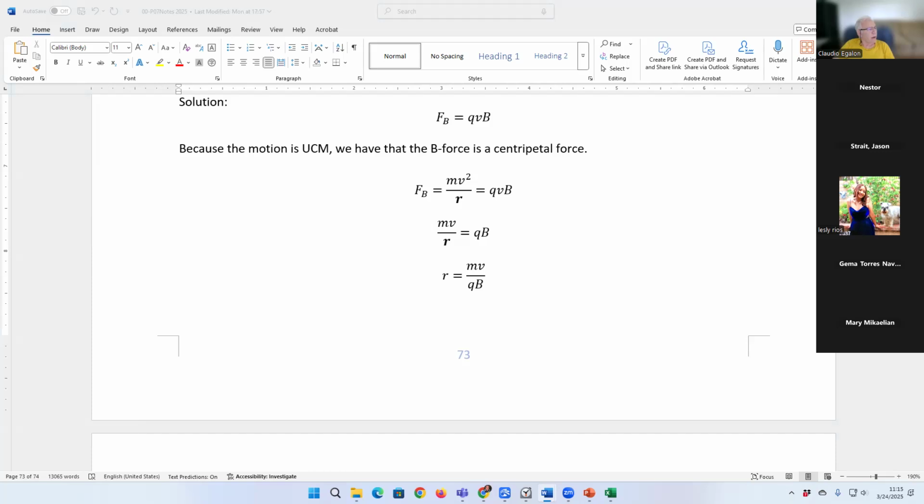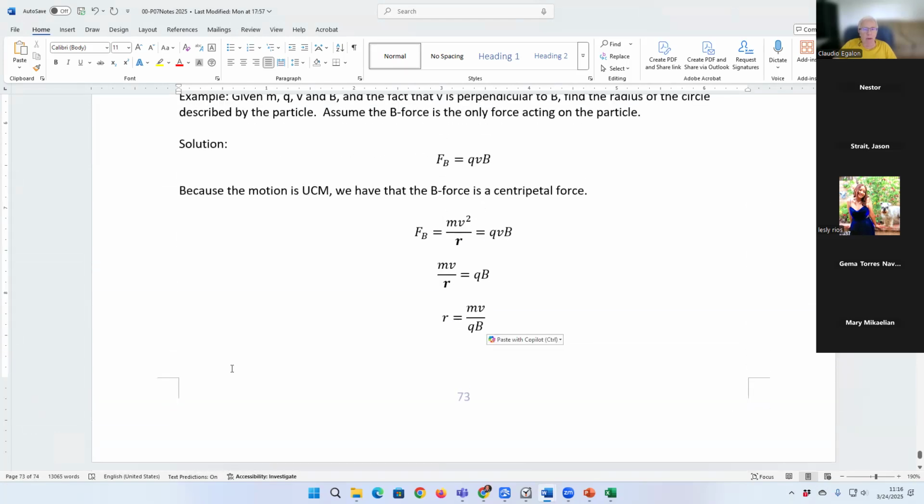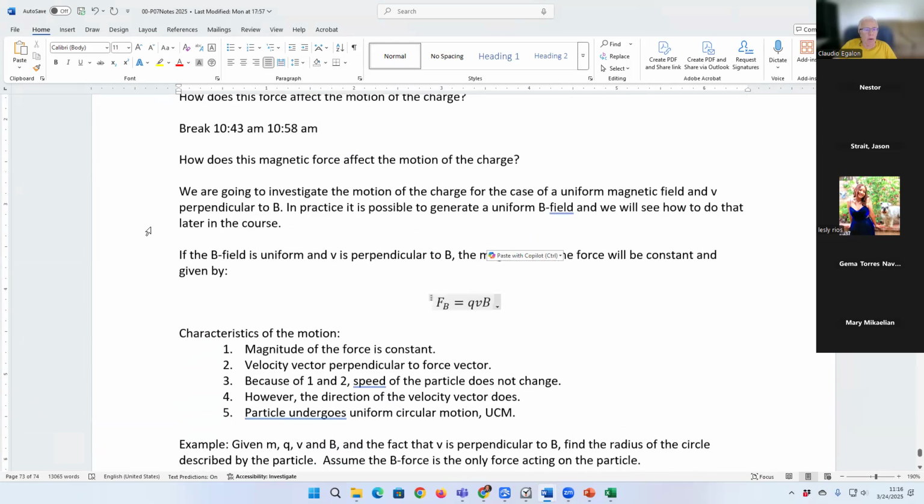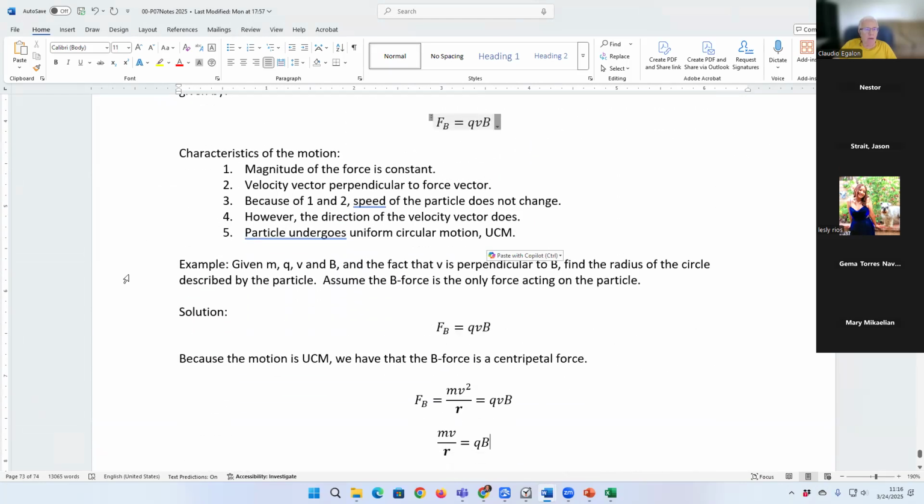Of the circle described by the motion of the particles. Okay. And then you can also come up and say, look, we can come up with another example. Another example.